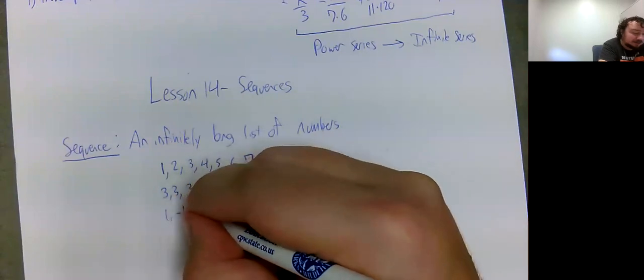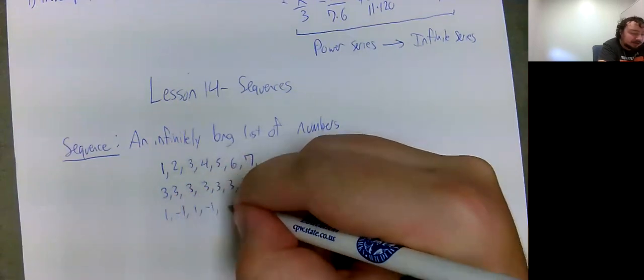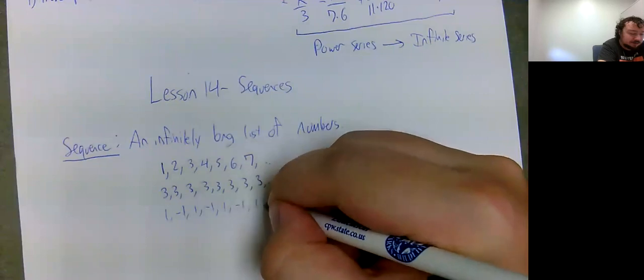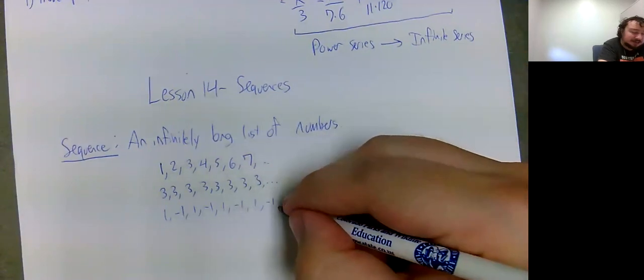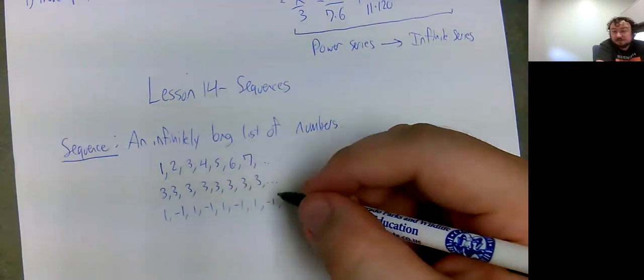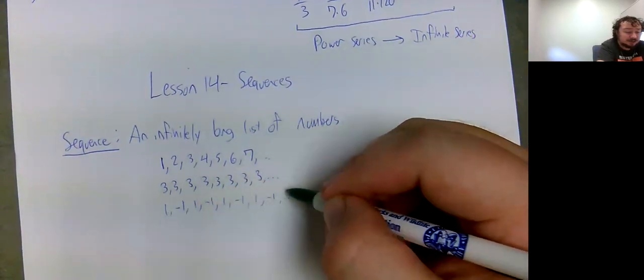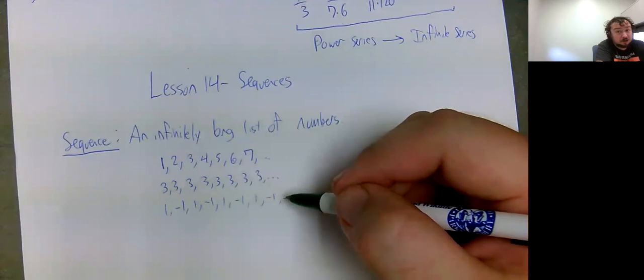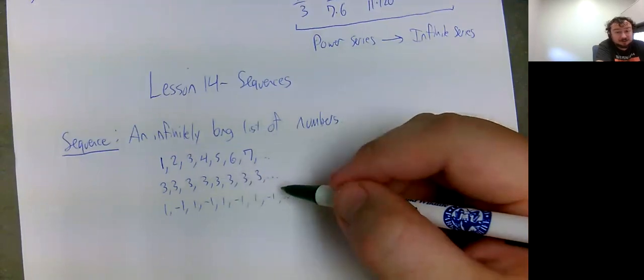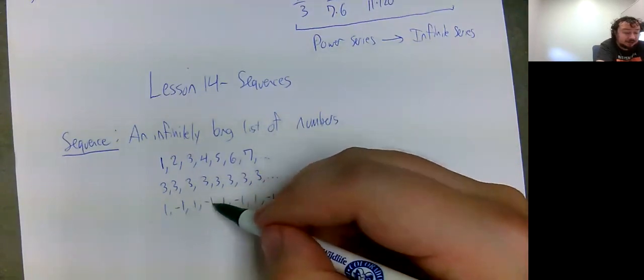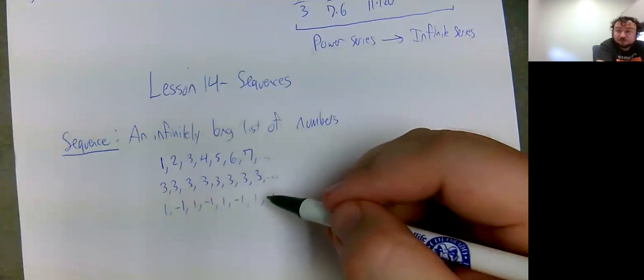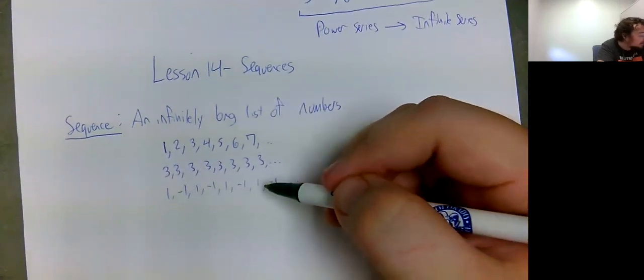Here's another example: 1, -1, 1, -1, 1, -1, 1, and then, of course, the next one's going to be -1. So it keeps flipping sign, but being 1 the whole time. So this is a sequence here. This is going to be called an alternating sequence, and we'll talk about that in a little bit. And we notice that we change sign when we move forward in a term of the sequence.